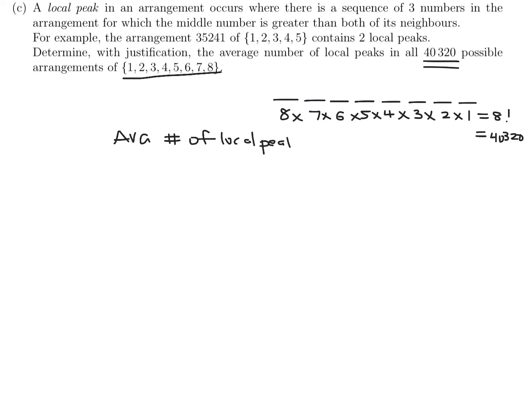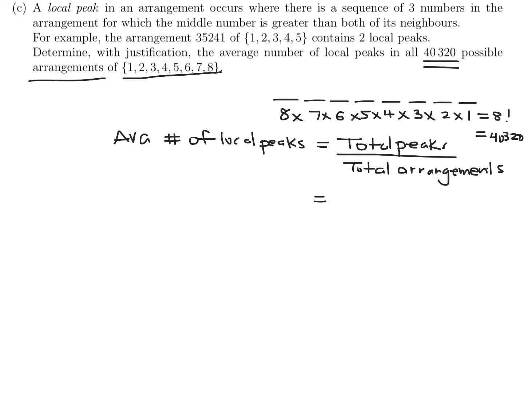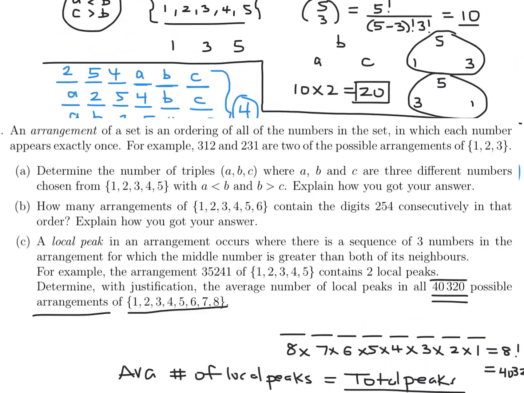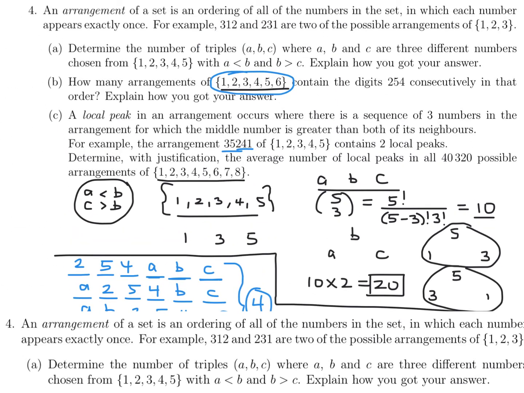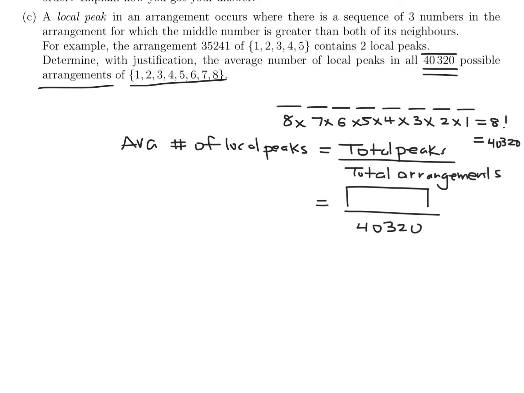How would you calculate that? Well, like any average, you would calculate, first of all, the total number of peaks that would occur, and you divide it by the total number of arrangements. So that would be the calculation. Now, the total number of arrangements, they've already given you. It's this number right here. So 40320. So all we have to do is figure out the total number of peaks, and then we'd be done with the question. So here we go. Now, the good news here is that part A and part B that I had just explained, that system will be used again. So let's talk about how that system will be used.